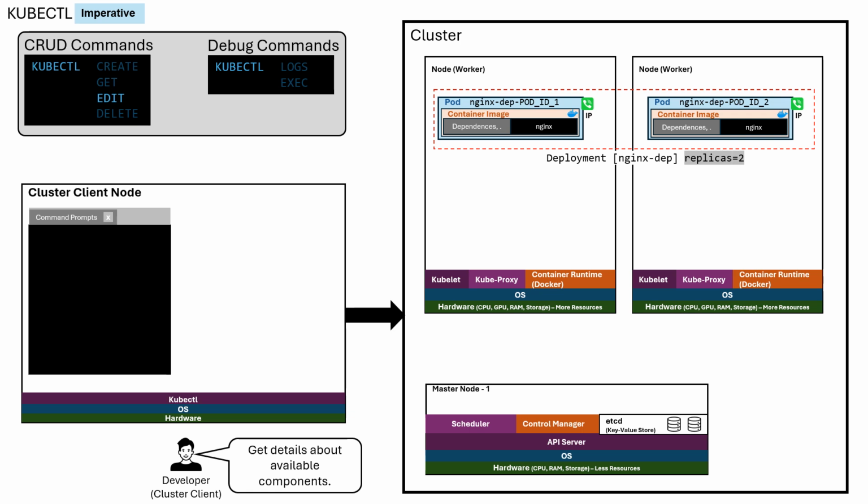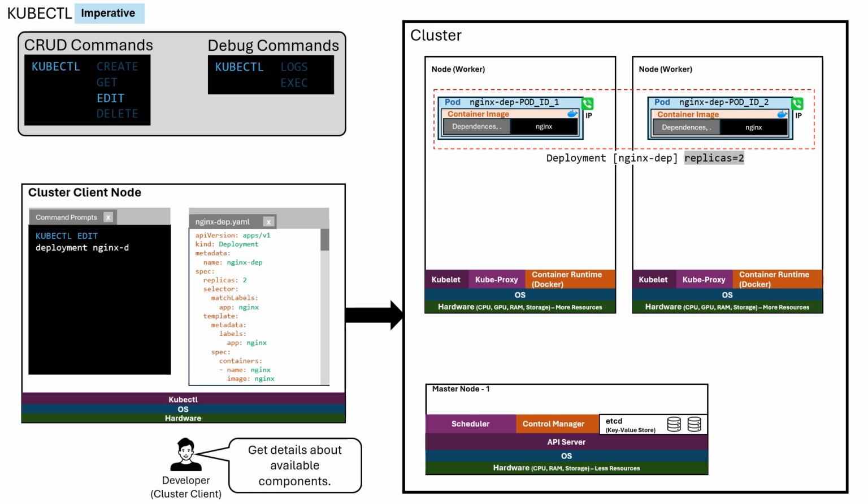To make changes to an existing resource, you can use the edit command. It opens the resource's configuration YAML file in your default editor, so you can modify it directly. For example, if you want to edit a deployment called nginx-dep, you'd run kubectl edit deployment nginx-dep. Once you make the changes and save the file, Kubernetes will automatically apply them to the resource.